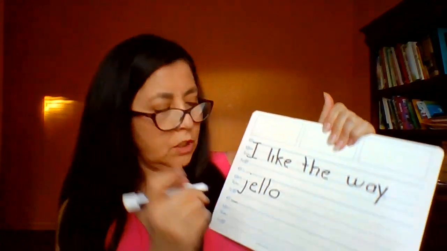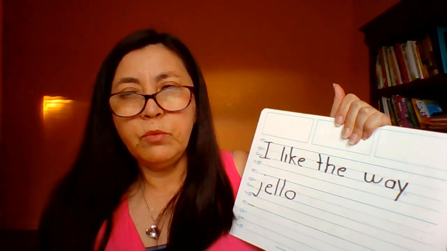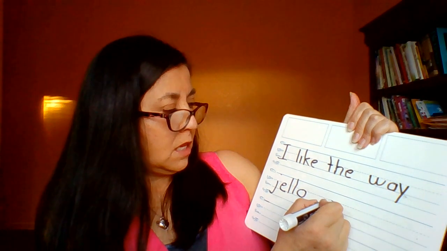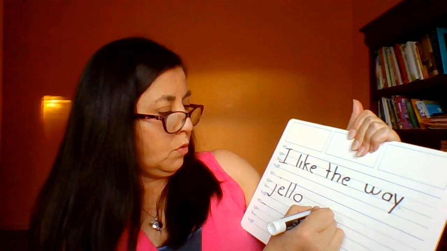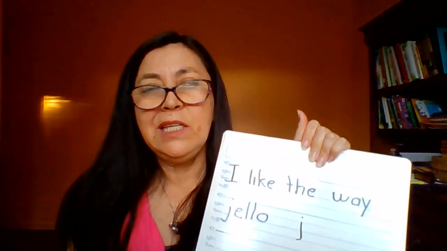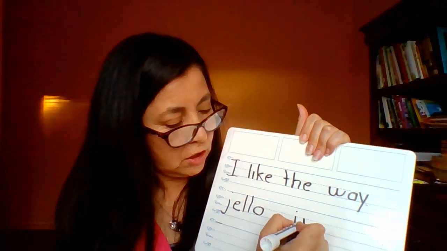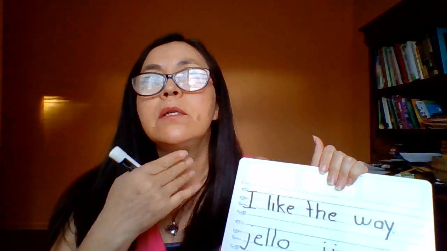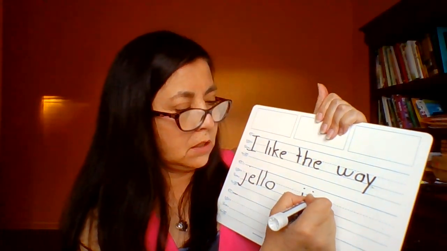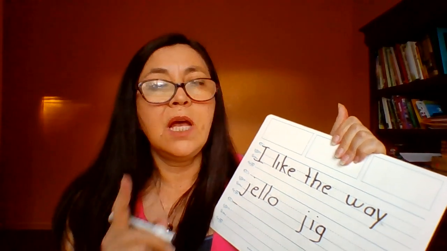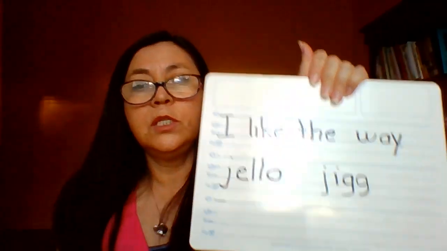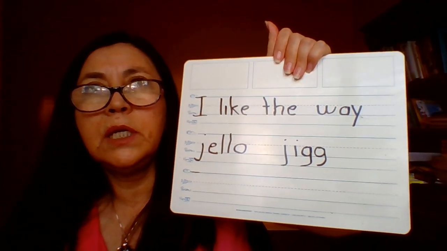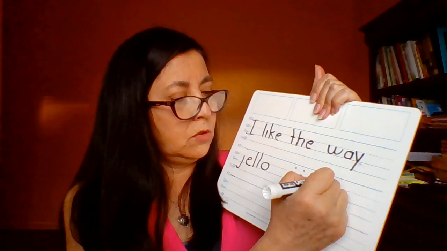Jiggles. How do I write jiggles? J. What letter is that one? J. So all the way to the warm line. G. G. So that's a G. Jiggles have two G's. I think it does. G. Jiggle. Do you hear an L? Yes, jiggle.